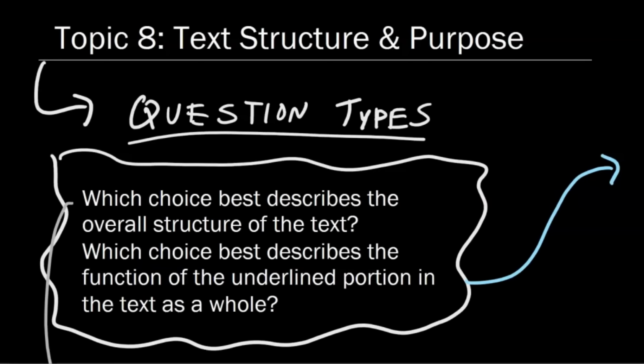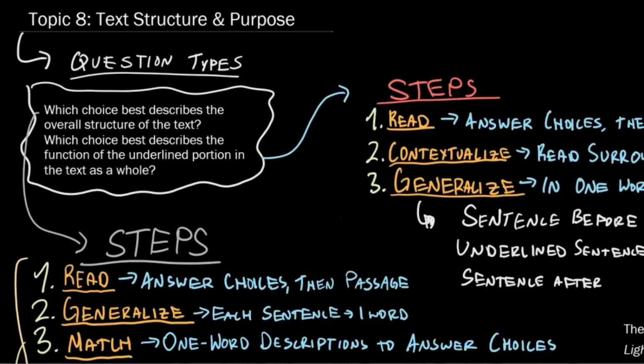Topic 8, text structure and purpose. This is one of the most important skills that will show up on your SAT. Guaranteed, these questions will be on there. There are only 2 question types, and I guarantee there will be at least 1 or 2 of these questions on that exam. So the question types here: we have, which choice best describes the overall structure of the text. This is almost word for word on every SAT.